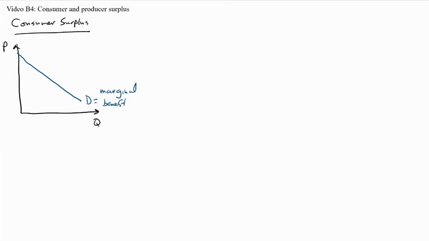Let's say that the consumer is charged a price P0. Well, we know that at that price, if we go over to the demand curve, we can see how much is purchased. And we'll label that as the amount Q0.